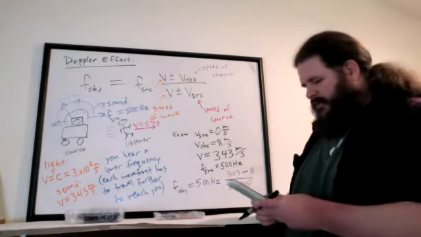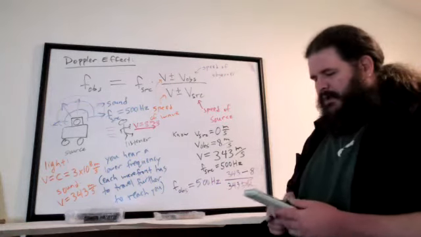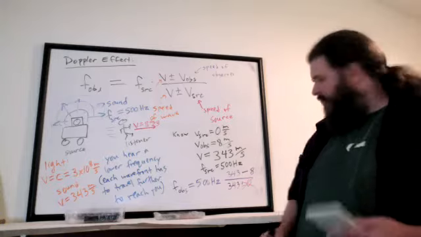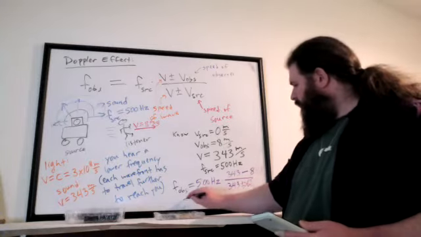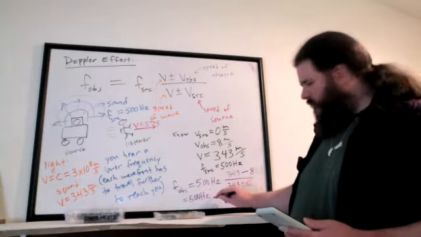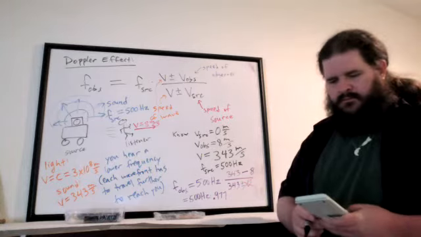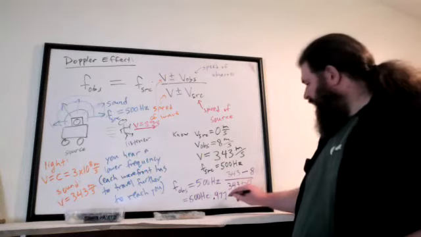So 343 minus 8 is 335. Divide that by 343, and we get about 97.7%. So 500 hertz times 0.977, and that's going to be about 488.